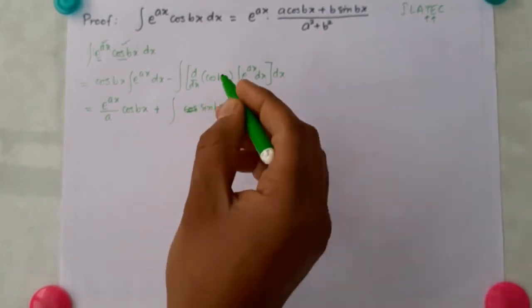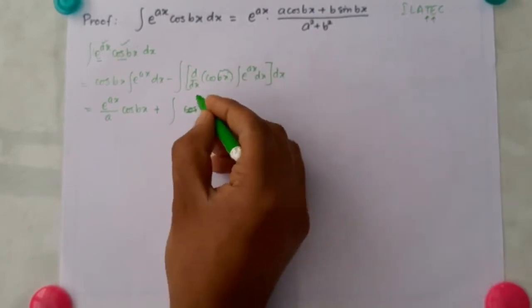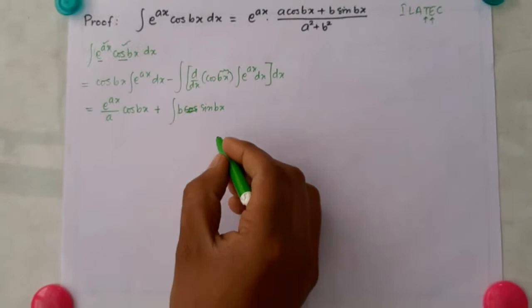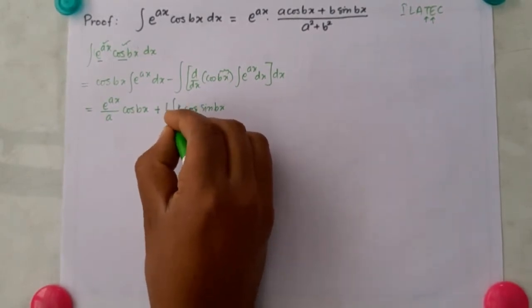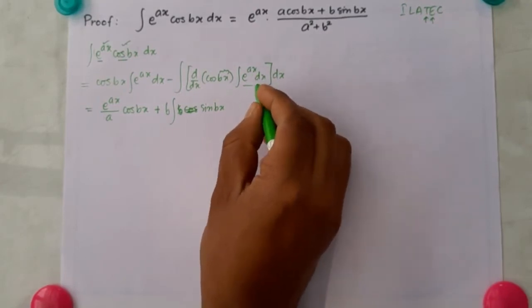But as per your chain rule, we need to differentiate bx also. So what is the differentiation of bx? It is just b. So that b will be kept in front, or if you want to keep it outside, that also can be done. Now what is the integral of e to the power ax dx? This is already done.